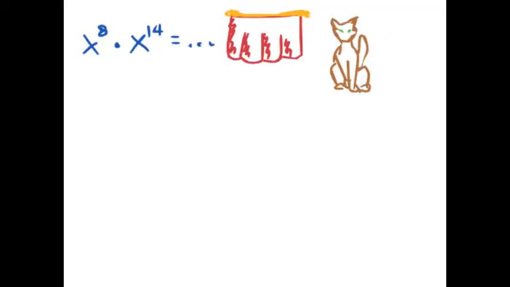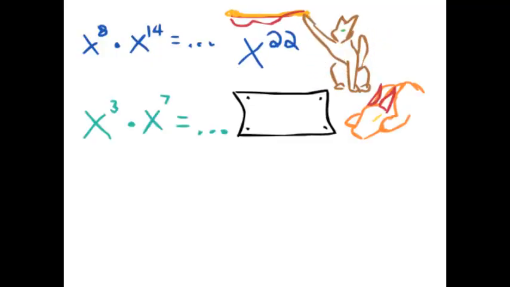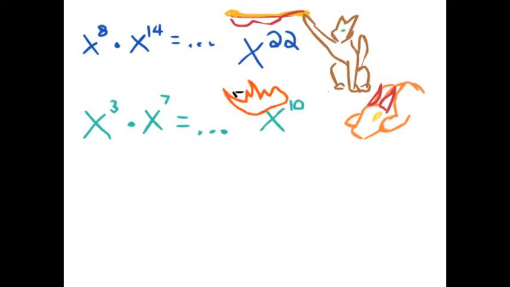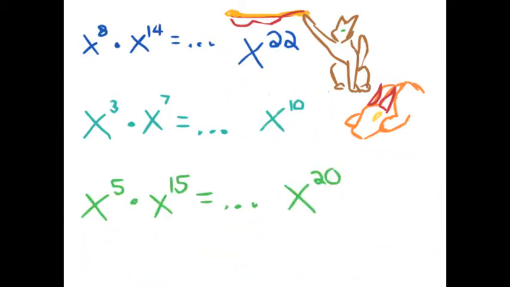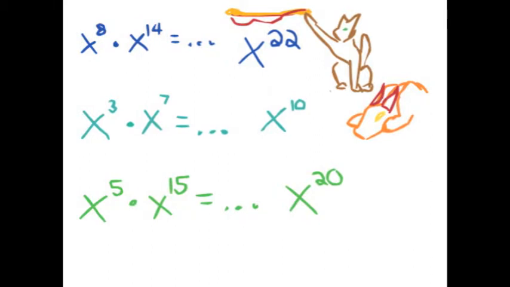Why don't we see a few more examples? As you can see, multiplying exponents is easy. But what about dividing?